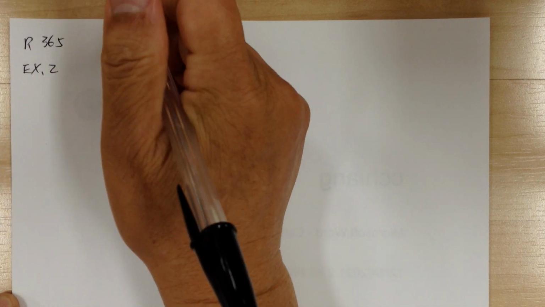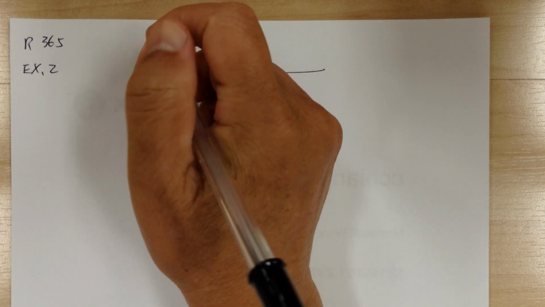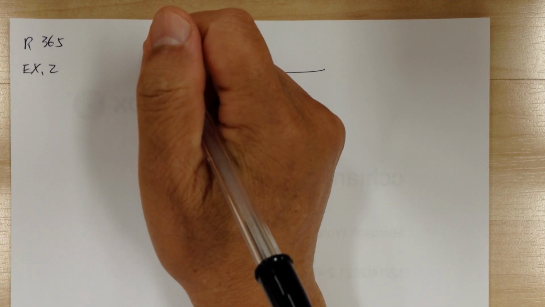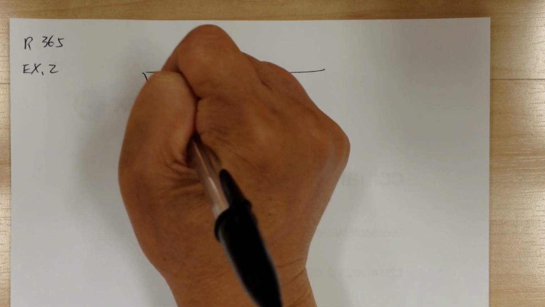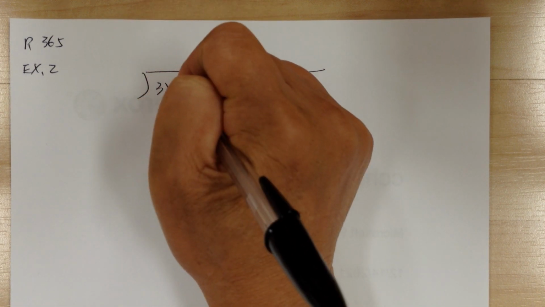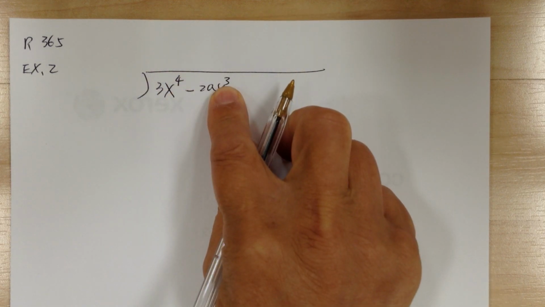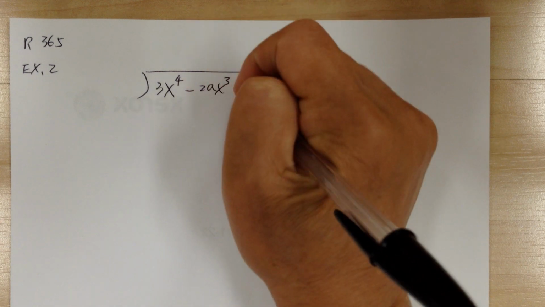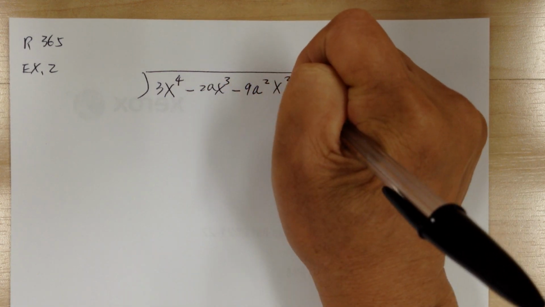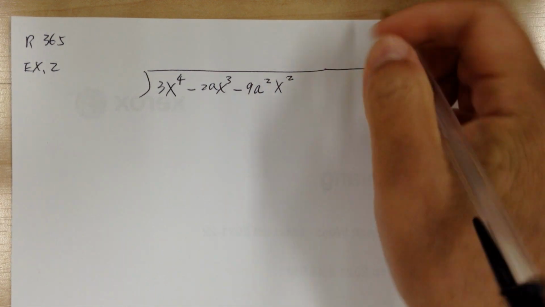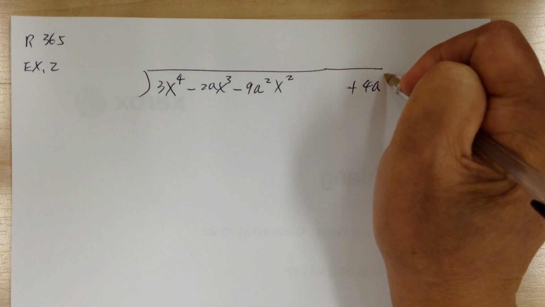Okay, so you're dividing. Again, I'm going to use the long division, and make sure it's arranged in order. So you want to arrange according to the x. So you're going to get 3x to the 4 minus 2ax to the 3. Again, these have to go down in order. Then you have to do the x squared, so it'd be minus 9a squared x squared. Okay, and there's no x, so you have to skip a space for it. So plus 4a to the 4.